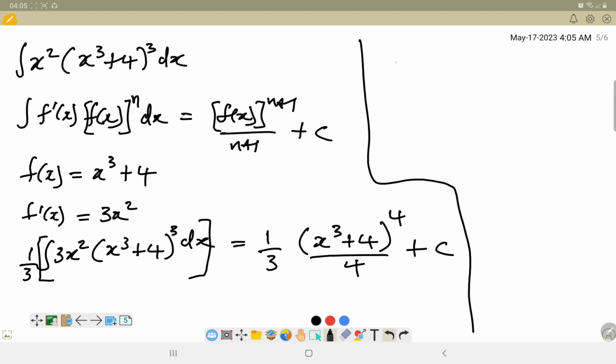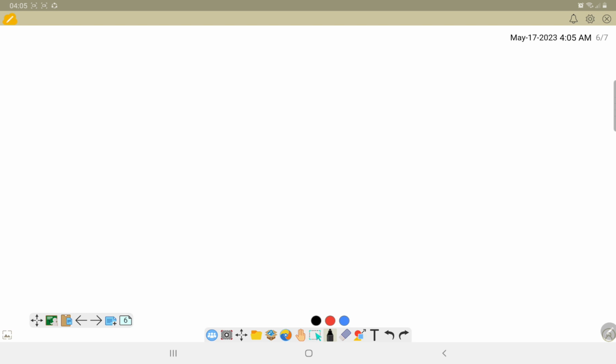And this can be simplified because of 1 over 3, we can multiply the 3 and the 4 in the denominator to give us 1 over 12. Then we end up having 1 over 12 times x to the power 3 plus 4 to the power 4 plus c. So as we have done in the previous example, we can also look at how we can solve this by u substitution. By u substitution, of course, we should get the same answer.